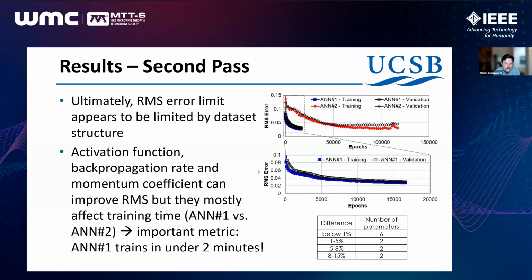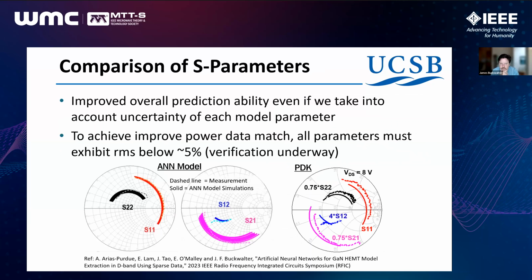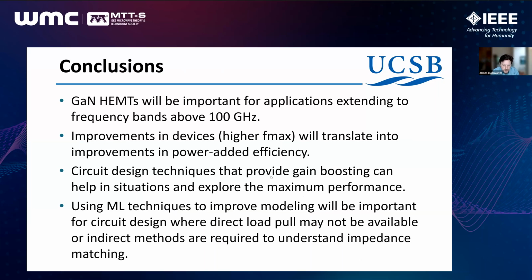So at the end of the day, a comparison of our S parameters here shows what we ended up with in our neural network model relative to the PDK under different bias conditions. We thought this was an improvement. We got better than 5% RMS error under all different IV conditions, and we explore this in a paper that follows on from this RFIC paper that we presented last year that details the procedure for training and validating the neural network. So I'm a little over time, and I apologize for rushing the last part.